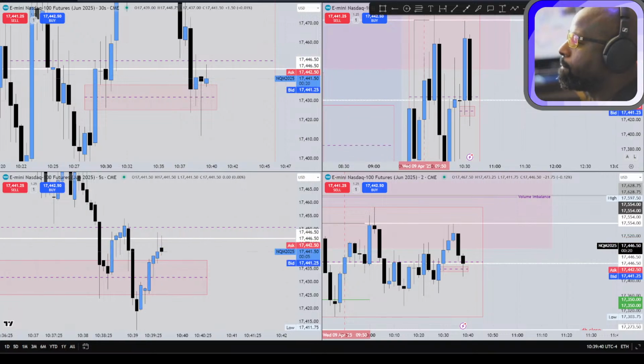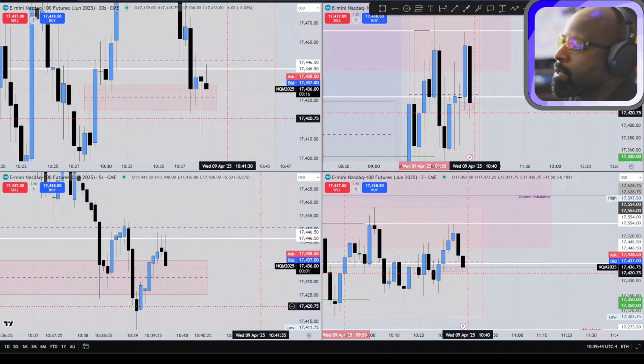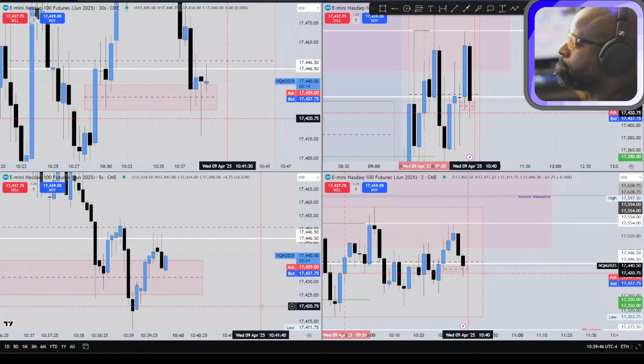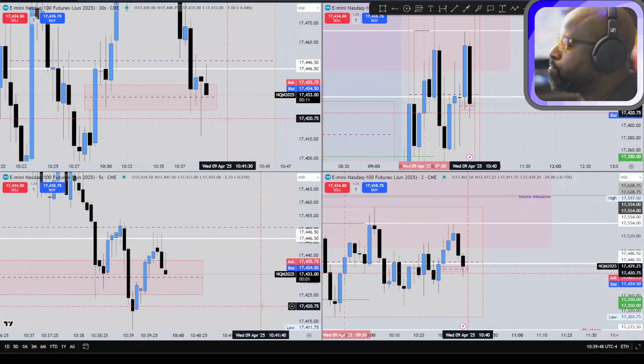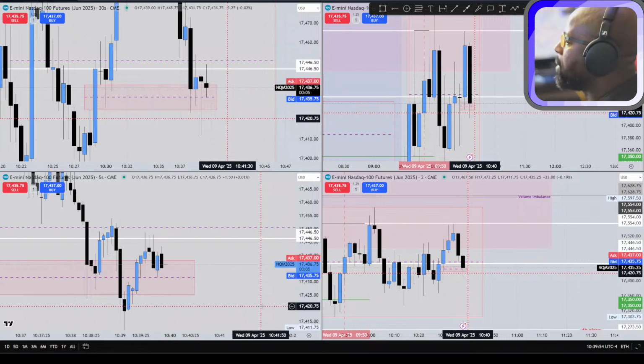22 seconds left on the 5. Last 10 seconds are going to tell us the whole story. 10:39 a.m. That's consequent encroachment of that 30-second gap. And price is dancing around.